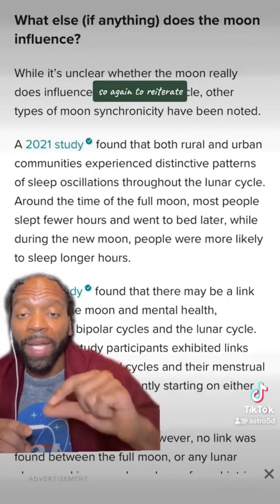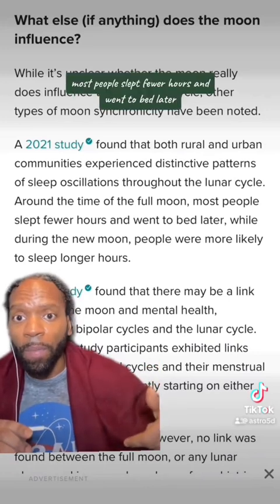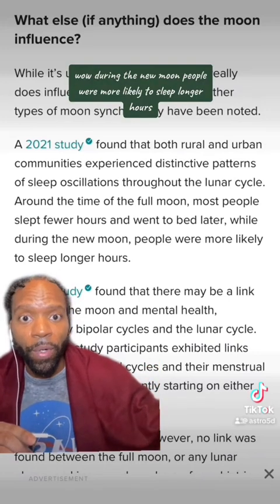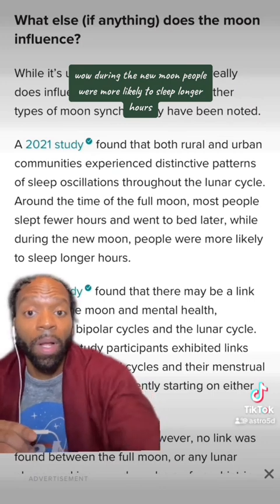So the moon affects the tide cycle of the water, and it affects the menstrual cycle of women. So again, to reiterate, around the time of a full moon, most people slept fewer hours and went to bed later, while during the new moon, people were more likely to sleep longer hours.